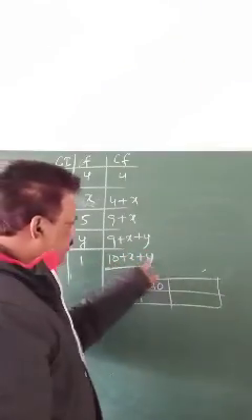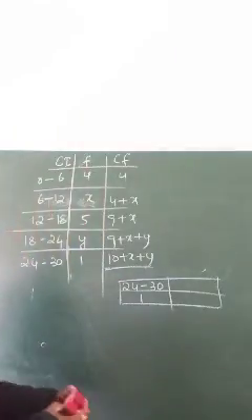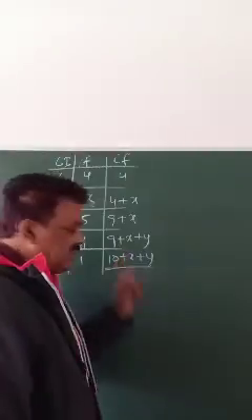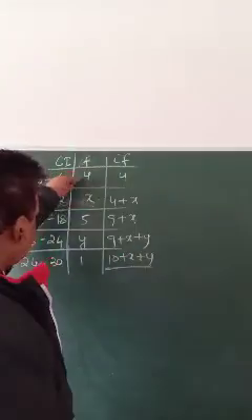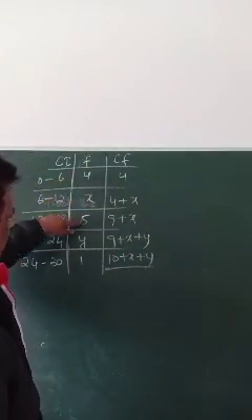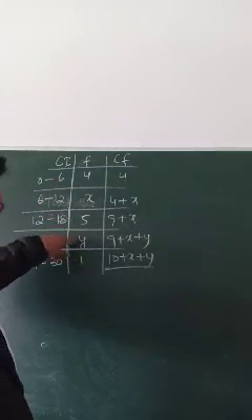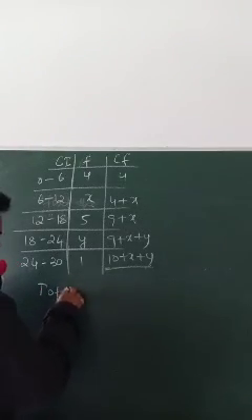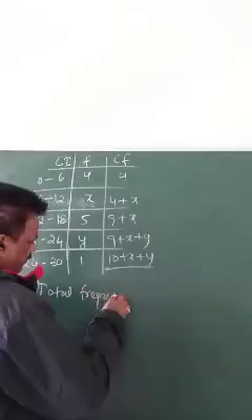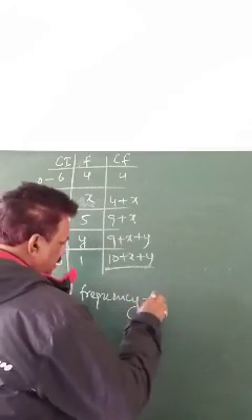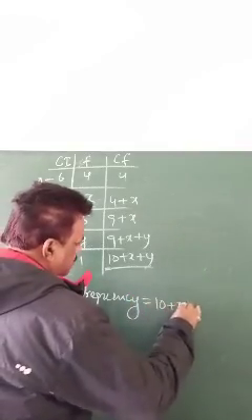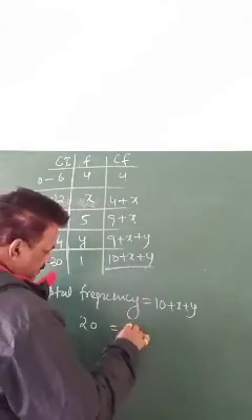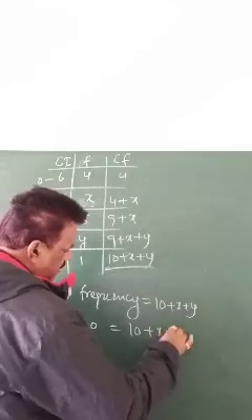Remember, this is your total frequency. So the cumulative frequency, the last one is called total frequency, because if you add this, you look here, 4 plus 5 is 10, 9 plus 1 is 10, x plus y. So right, total frequency is 10 plus x plus y. This is 20. 20 is 10 plus x plus y.